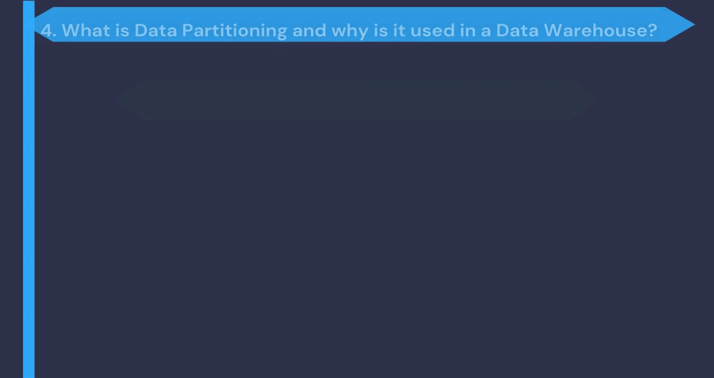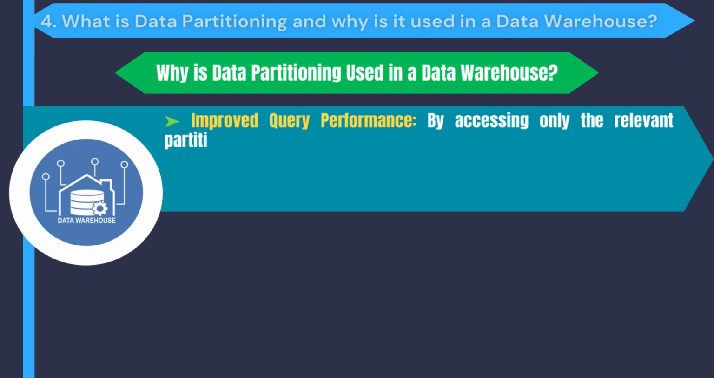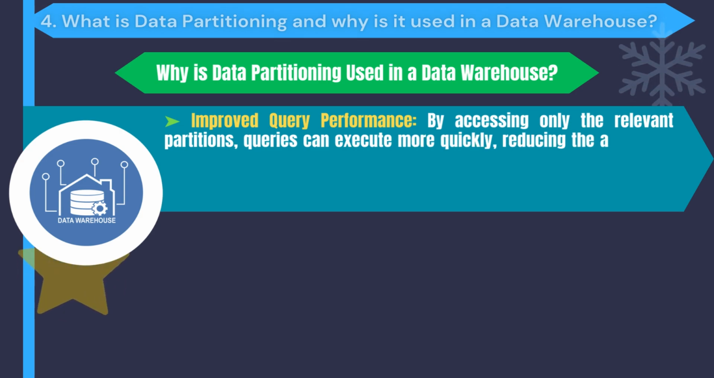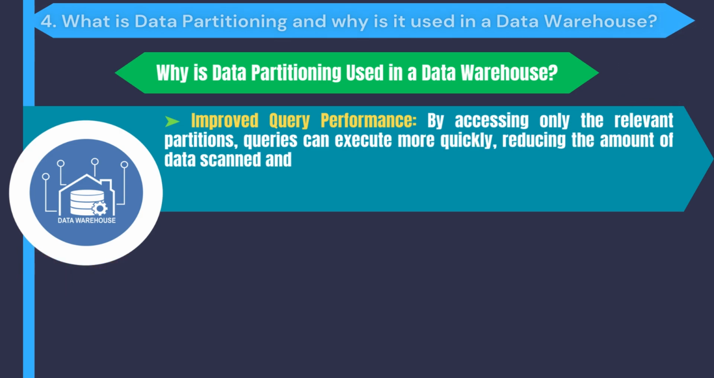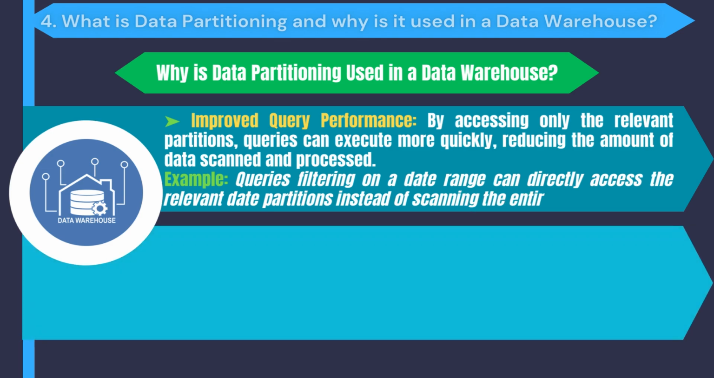Why is data partitioning used in a data warehouse? A. Improved query performance. By accessing only the relevant partitions, queries can execute more quickly, reducing the amount of data scanned and processed. Example: queries filtering on a date range can directly access the relevant date partitions instead of scanning the entire table.